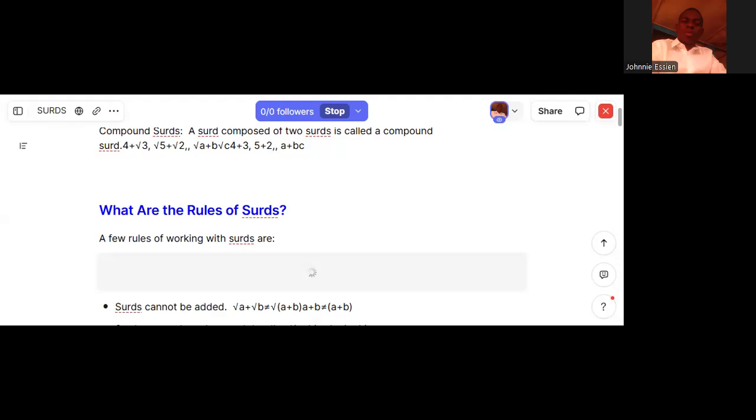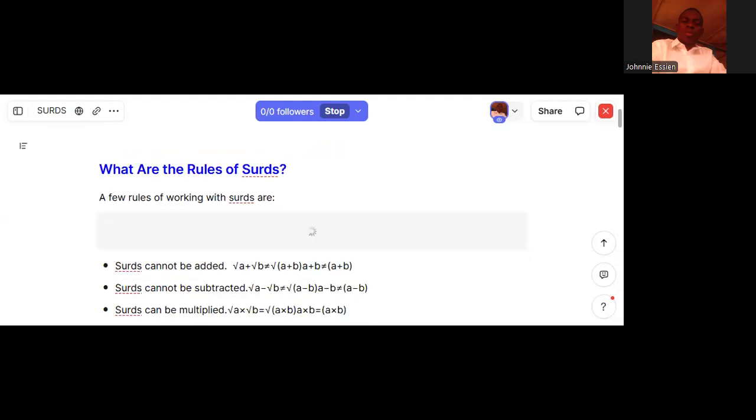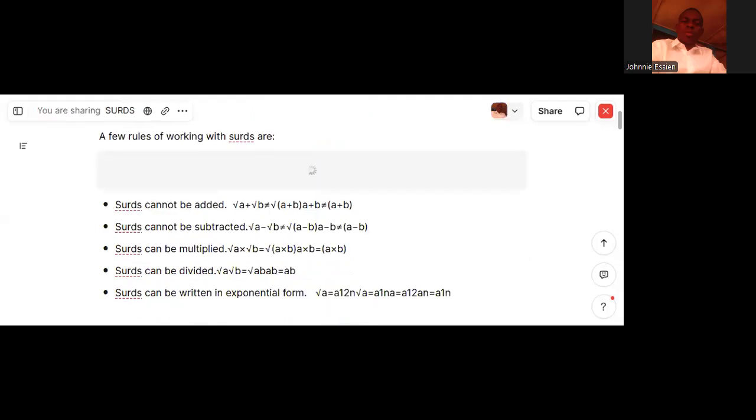Now, the rules of surds. First and foremost, right on your screen, surds cannot be added when they are not like terms, just as you have in your basic algebra. So you have, for instance, root a plus root b.